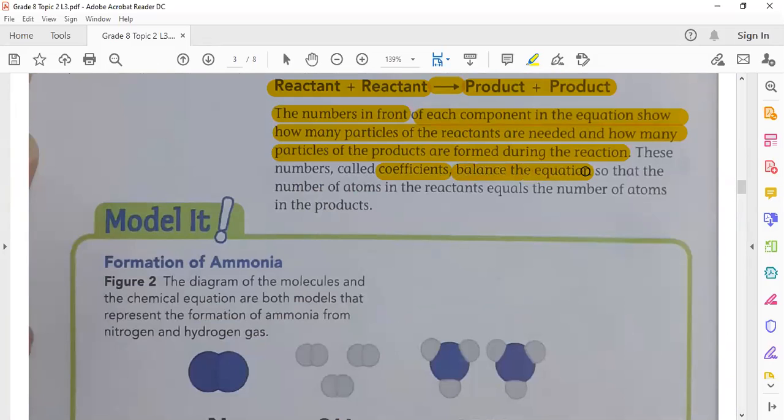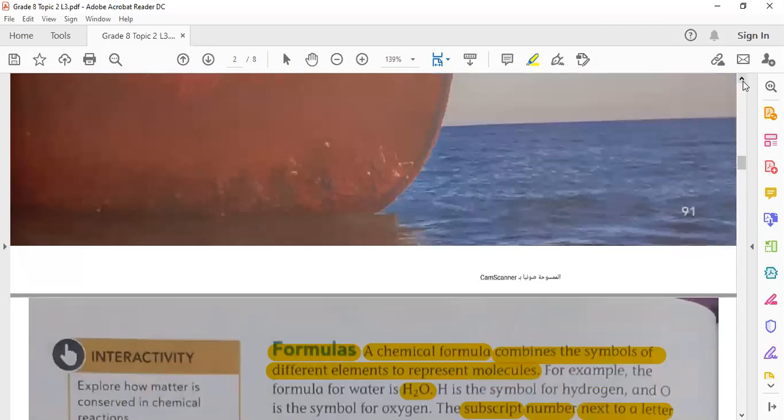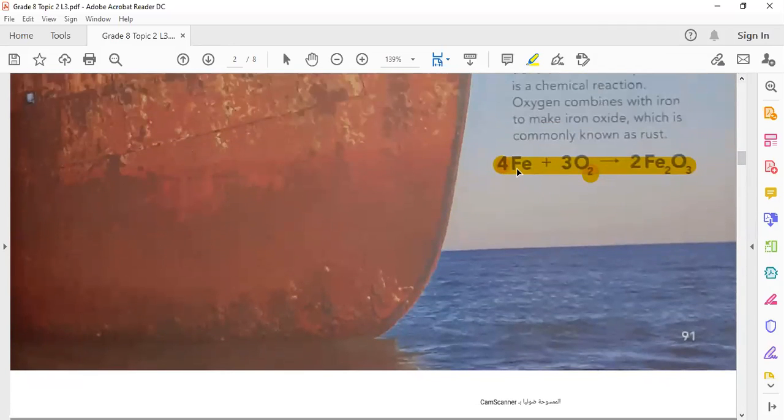We always need to balance the equation according to the law of conservation of mass. Do you remember it? Look at the reactants. How many iron atoms do we have in the reactants? 4. So we must have 4 atoms of iron in the products. 2 multiplied by 2 is 4, and this is 4. How many oxygen atoms do we have in the reactants? 6. We must have 6 in the products too. 3 multiplied by 2 is 6. So this equation is balanced.